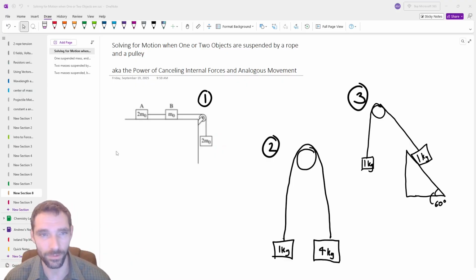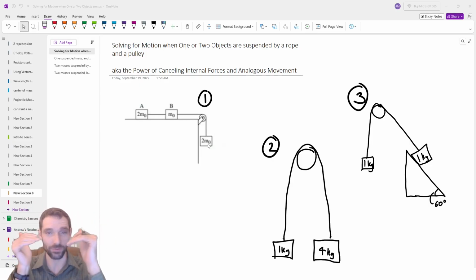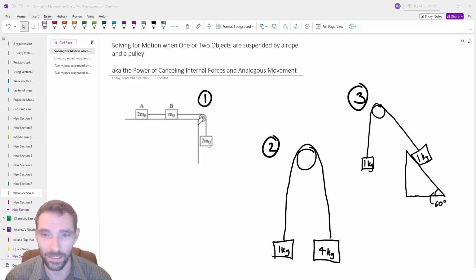I'm going to help you understand how to solve these problems with pulleys that are massless, or don't have inertia, to solve the acceleration when you have one or maybe two masses suspended by the pulley and you're trying to figure out how that system is moving. There's a trick to this using some analogous movement and canceling out the internal forces.